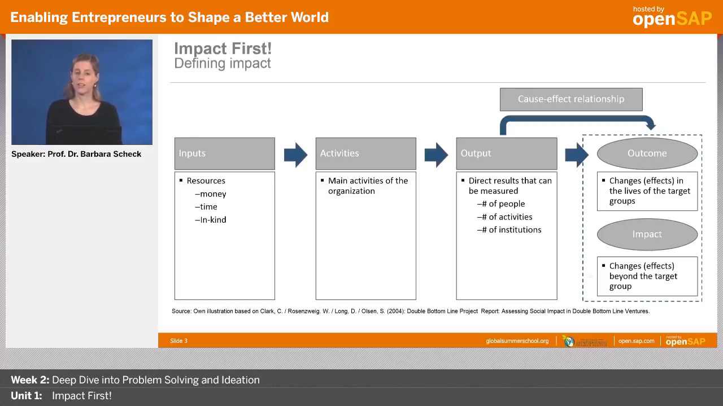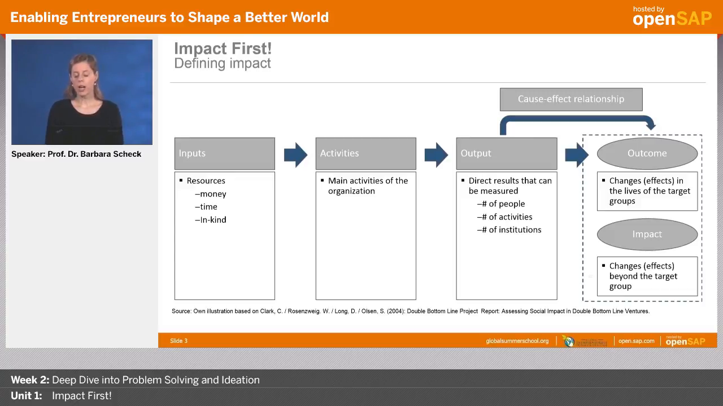And as I said at the beginning, there should be a cause and effect relationship between the outputs, the direct results of your activities, and the changes that occur at the level of the target group and as well at the level of society as a whole.